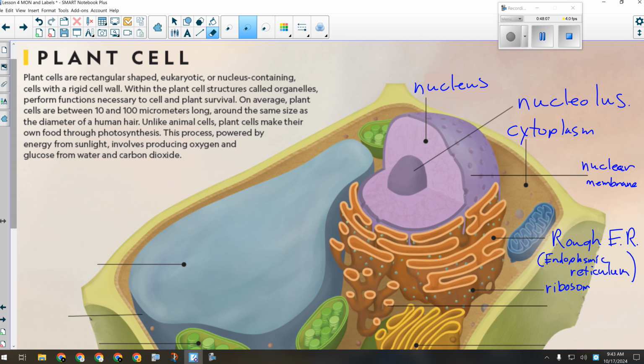Okay? You can't see ribosomes with a light microscope. Okay? You can only see them with an electron microscope. They're exceptionally tiny. But there's so many of them on the rough ER that they make the rough ER look significantly different than smooth ER.